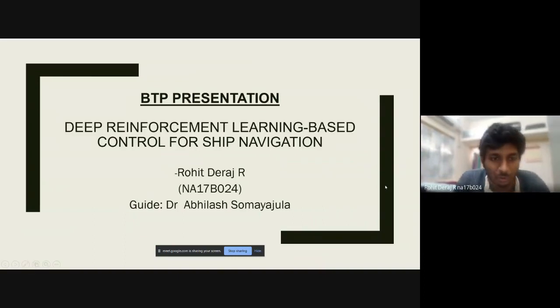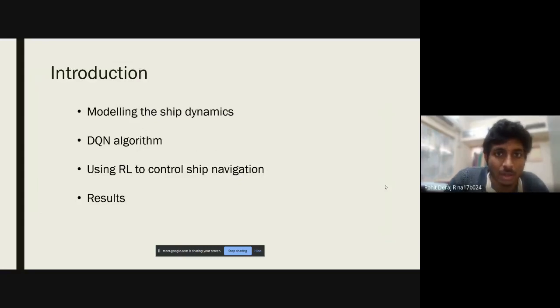Hello everyone, I'm Rohit Dheeraj and I'll be presenting today on the topic Deep Reinforcement Learning Based Control for Ship Navigation. The aim of the project was to create a deep reinforcement learning model which is able to track a trajectory composed of waypoints. Given any trajectory which has many waypoints, my ship should be able to successfully reach each one of them consecutively.